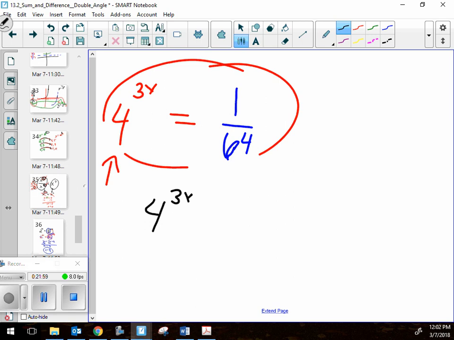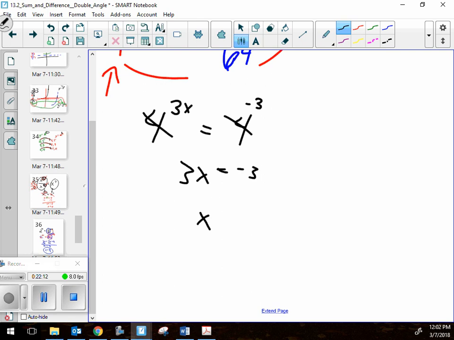Four to the 3x equals, we just said this one a second ago, 4 to the what was it again? Negative third. So then these cancel, so it's just really 3x equals negative 3. And then divide by 3, x equals negative 1. Raise your hand if you had negative 1. Okay, awesome.